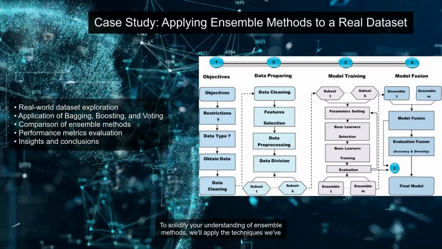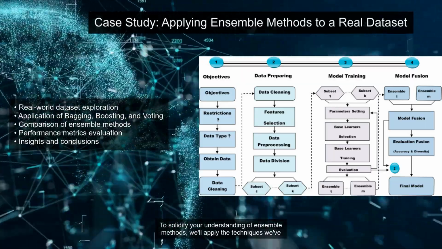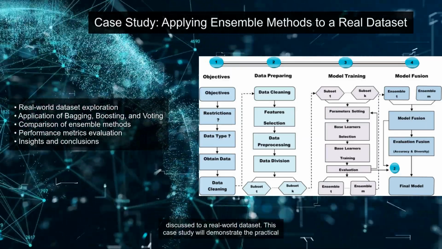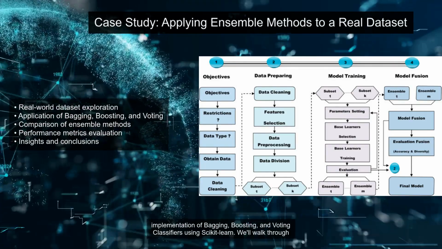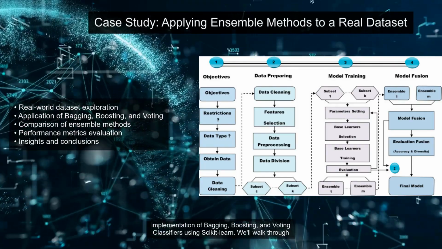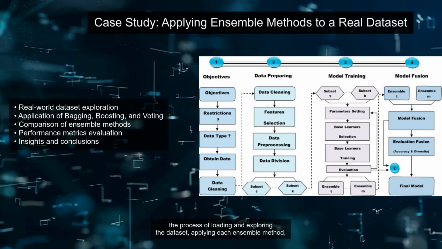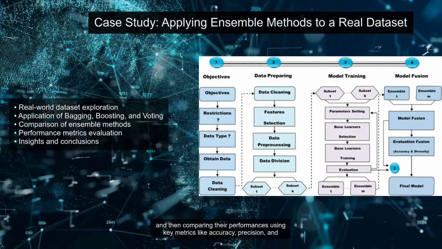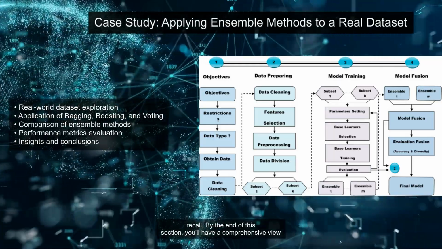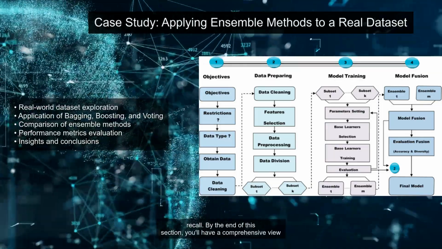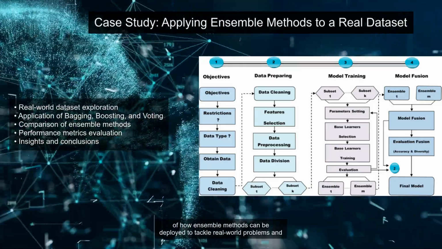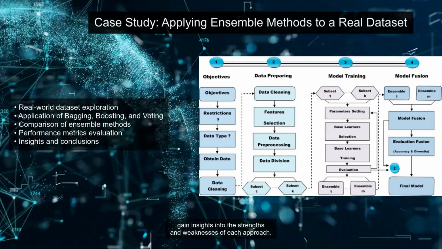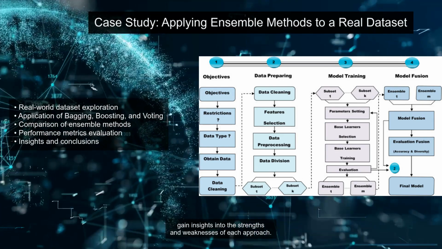To solidify your understanding of ensemble methods, we'll apply the techniques we've discussed to a real-world dataset. This case study will demonstrate the practical implementation of bagging, boosting, and voting classifiers using Scikit-learn. We'll walk through the process of loading and exploring the dataset, applying each ensemble method, and then comparing their performances using key metrics like accuracy, precision, and recall. By the end of this section, you'll have a comprehensive view of how ensemble methods can be deployed to tackle real-world problems and gain insights into the strengths and weaknesses of each approach.